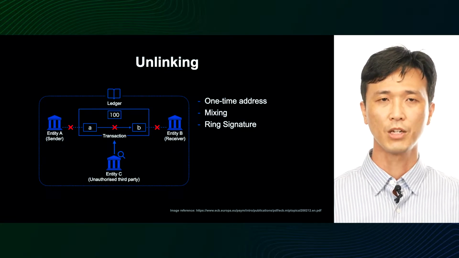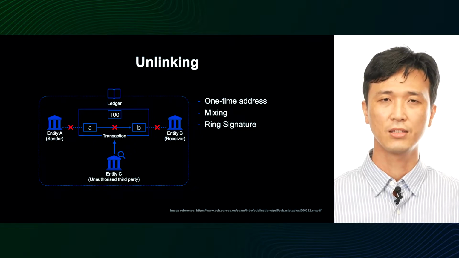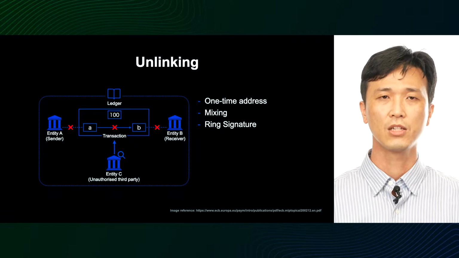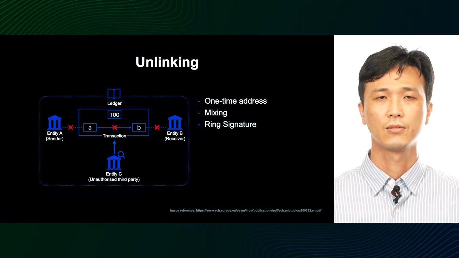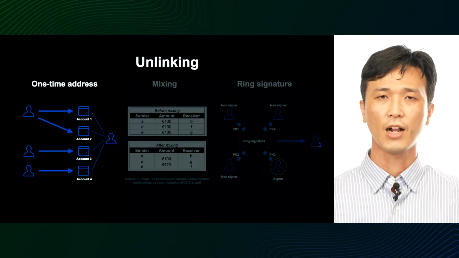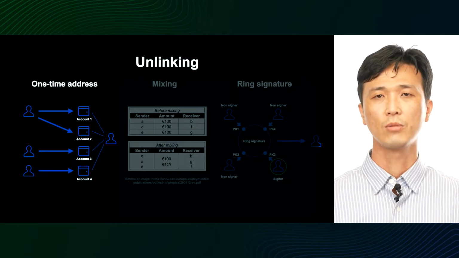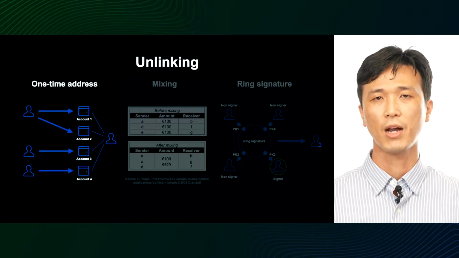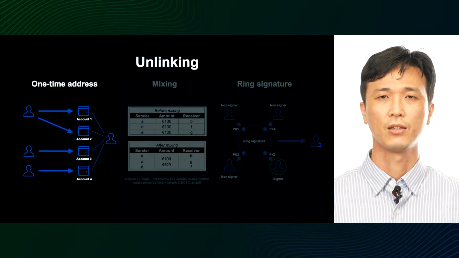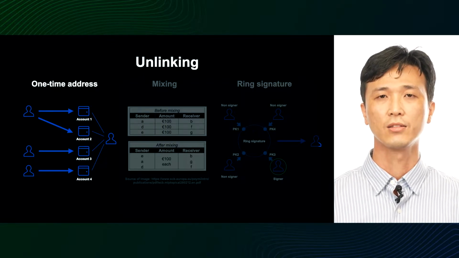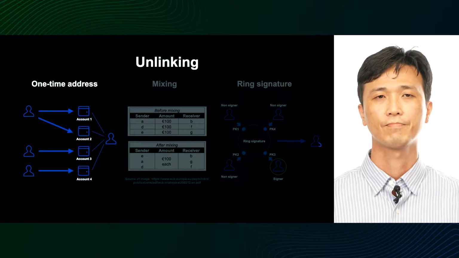And second, unlinking. This breaks the relationship between the sender and the receiver of the transaction or the transaction amount so that the transaction information cannot be inferred, including one-time address, mixing, and ring signature. One-time address is a technique that uses a new address every single time a transaction is made. So it's difficult to understand the relationship between the actual user and the address and the transaction details.